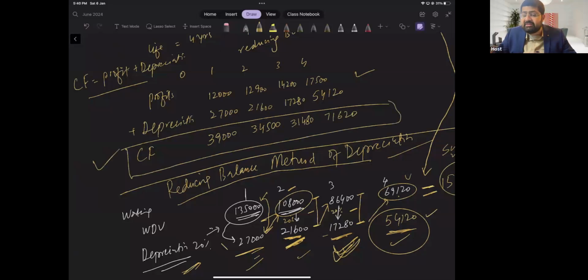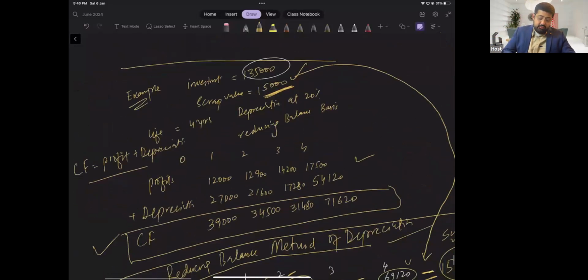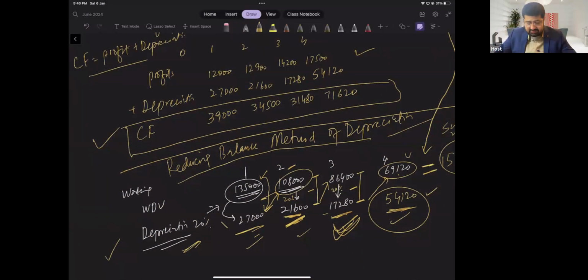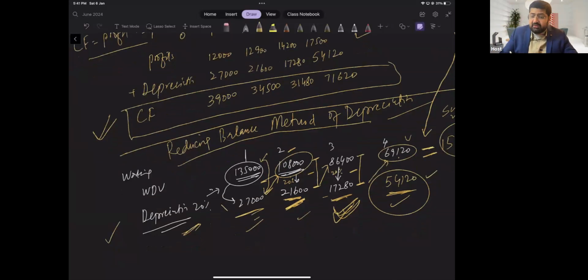Up till now, is there any confusion? I will give you an overview. What we did. First of all, we calculated depreciation, reducing balance method. Then in the profits, we added each year's depreciation. We got cash flows. Can I erase this? I'm going to erase the depreciation calculation. Can I erase that? Have you written it down? Depreciation calculation. Okay.